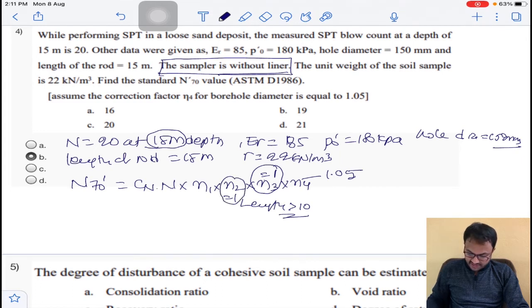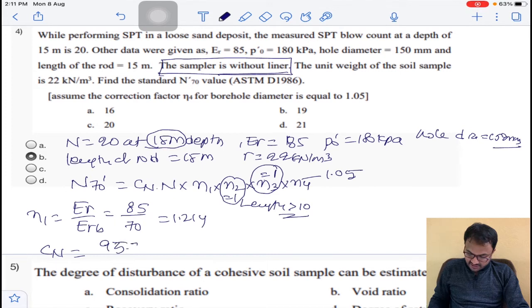And now we need to calculate eta 1, which is equal to ER divided by ERP. ER he has given; ERP you need to remember this value, it is 70, so eta 1 is 1.214. And Cn you can calculate with one more formula: 95.76 divided by P0 bar. So you will get 95.76 divided by 180, P0 bar he has given like this, and it is 0.729.